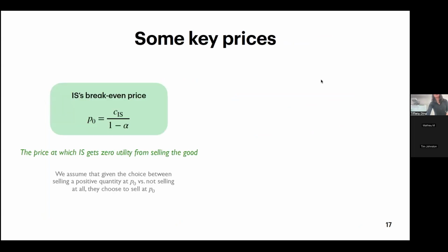Okay, so some key prices. Yeah, so P naught, I'll use that to denote the independent seller's break-even price. So this is just the lowest price that the independent seller is willing to sell at. And we'll assume that given the choice between selling a positive quantity at this price P naught and not selling at all, they'll choose to sell at P naught. And the exact form is just from rearranging their utility function.